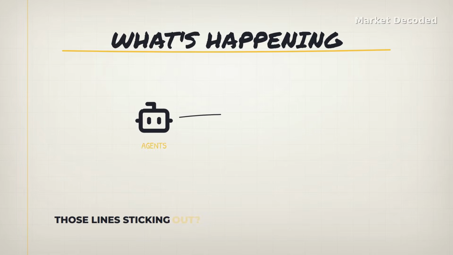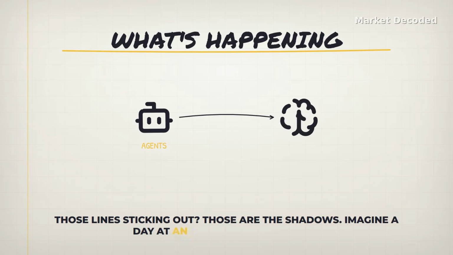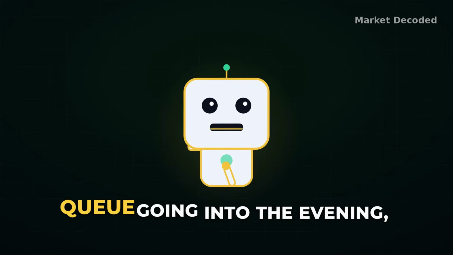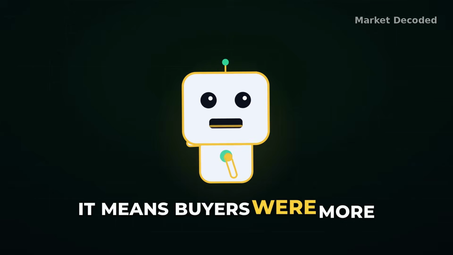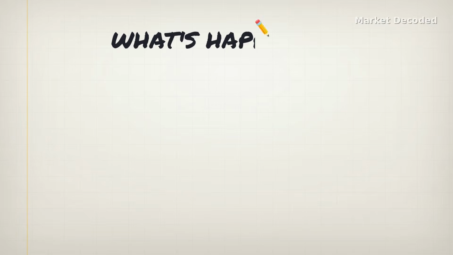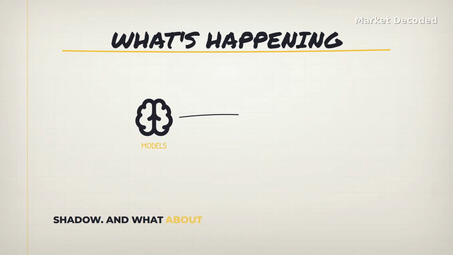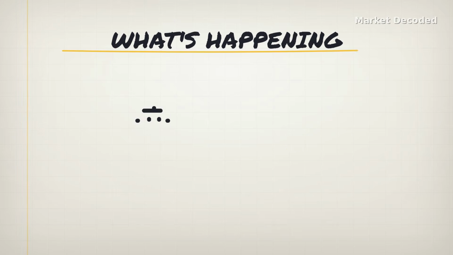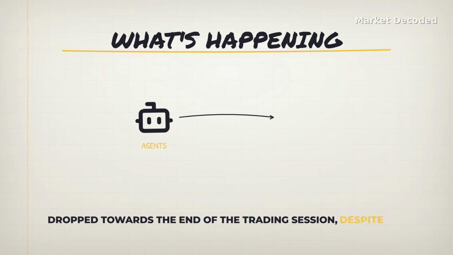Those are the shadows. Imagine a day at an amusement park. The entrance gate opens in the morning, and by nightfall, everyone has left. The height of the queues represents the price movements. If there's a long queue going into the evening, it means buyers were more eager to enter later, pushing up the prices. That's the upper shadow. And what about the lower shadow? Think of it as the reverse, the tail end of the day when people start leaving. A longer lower shadow suggests that prices dropped towards the end of the trading session, despite the initial high interest.